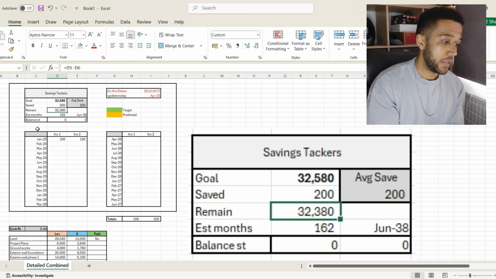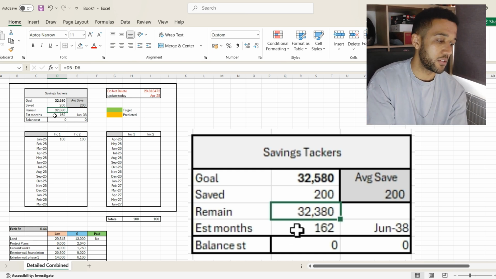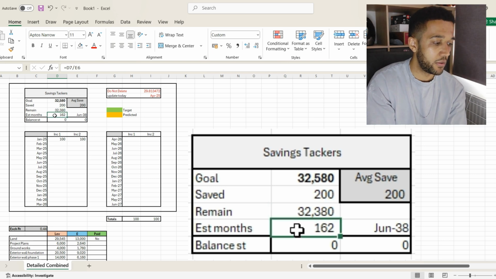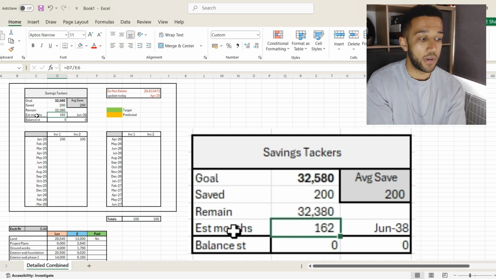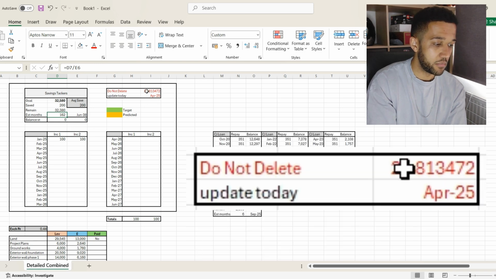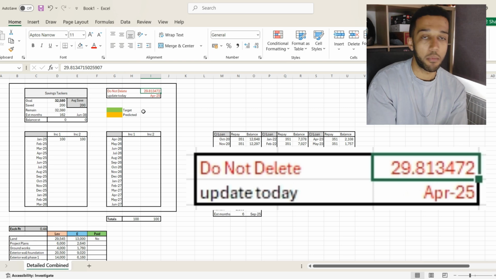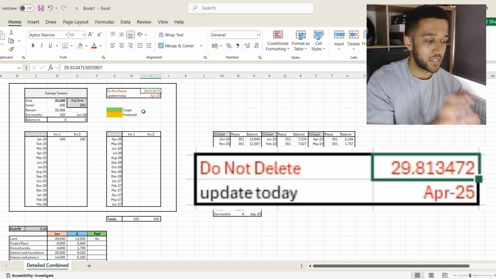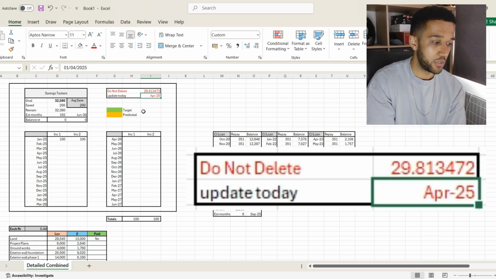Quite simple. And then below I've just added a little formula here. This took me a little bit to figure out, to be fair, but it does seem to work quite well. Estimated months, so how many months based on how much you're saving within these boxes will it take you to reach that goal. So up here, these are just some static numbers. This 29.8 blah blah blah. Don't need to worry about that. That is the number you need to put in for this formula to work, which is the estimated months.